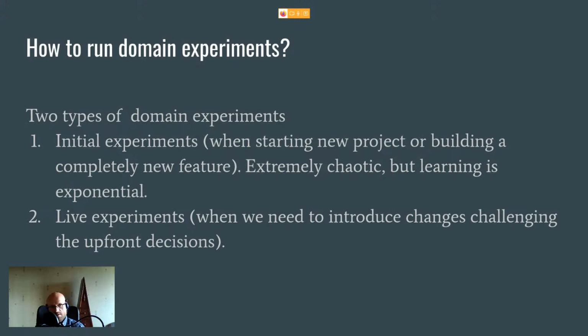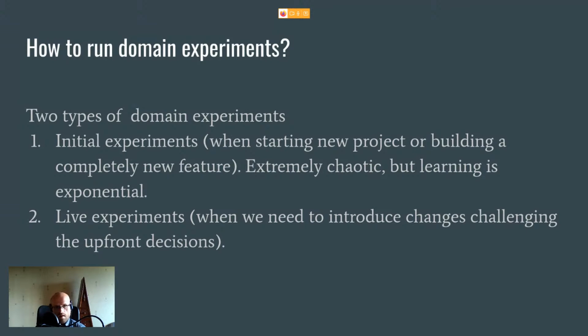I divided domain experiments into two categories. The first one is something I call initial experiments. That's basically what you do when you have a greenfield project or are creating some completely new feature. These initial experiments are extremely chaotic, but at the same time we are learning very fast. By experiments, I mean trying to find the best model that suits our current needs.